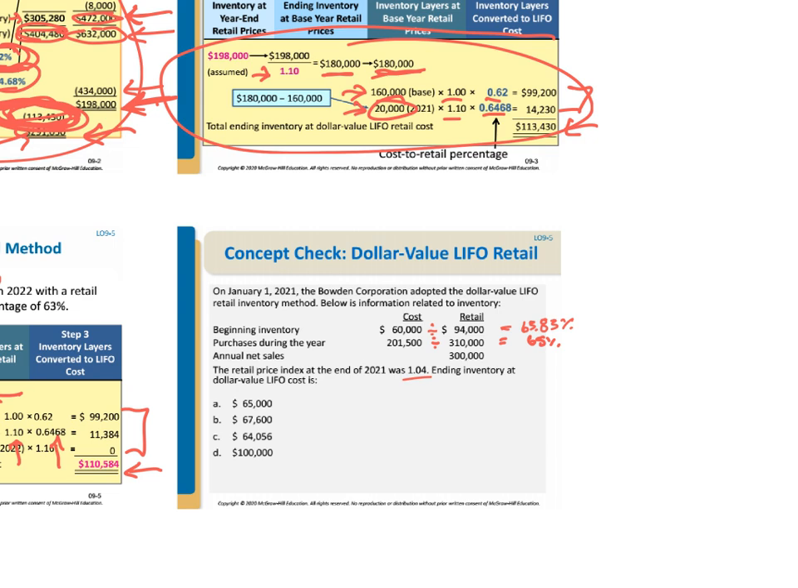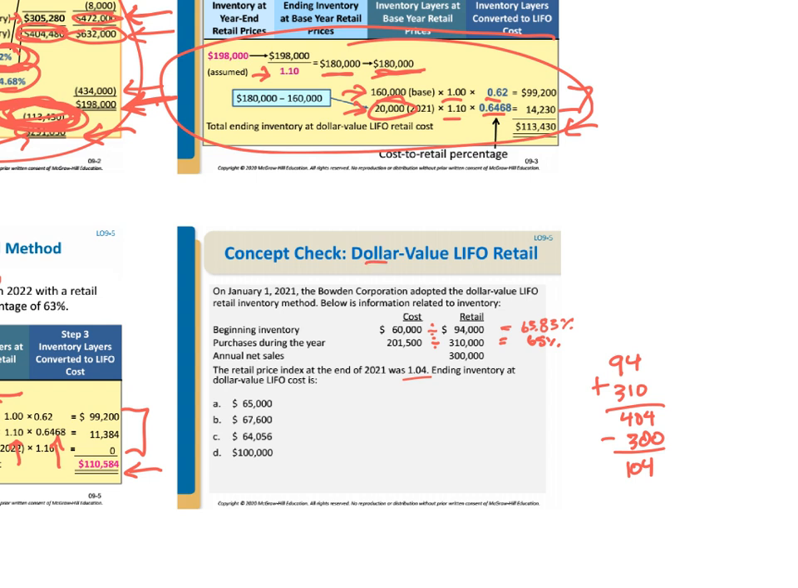So our next step is going to be for us to calculate what our goods available for sale are less our net sales at the retail side. And this is going to give us ending inventory. So essentially what we can do is take 94,000 plus 310, and we could calculate a goods available for sale piece at this point. This gives us 404. Then we're going to subtract out our net sales, 300. This is at retail prices again still. This gives us 104. This 104 is our estimate of ending inventory at current year retail prices.